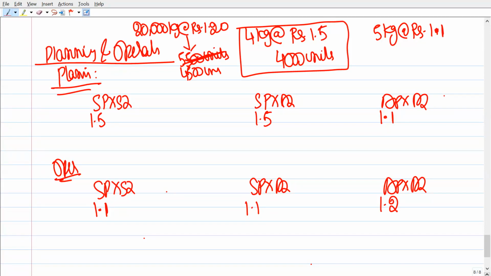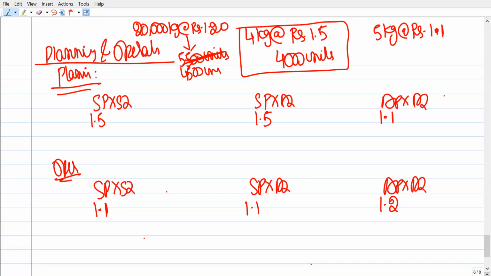Then the production manager is not happy. He is thinking that he has not been doing a good job because the original plan was to consume 4 kg per unit. So, for 4,500 units, you should have consumed 18,000 kg. 1 unit 4 kg, 4,500 units, you should consume 18,000 kg. But he has consumed 20,000 kg. So, something has gone wrong is the normal understanding.